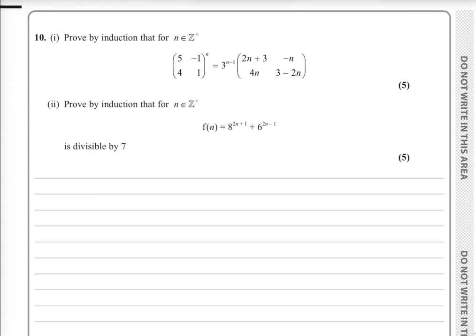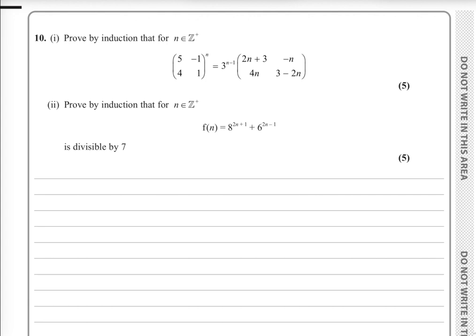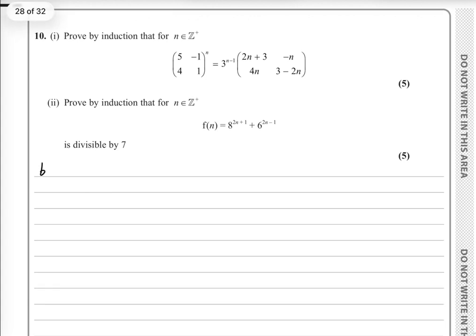Prove by induction that for n any positive integer, this matrix statement is true. So with our induction, we've got 4 steps. The first is the basis step, and that is to try n equals 1 and show it works. 5 minus 1 for 1 to the 1 is obviously just this.